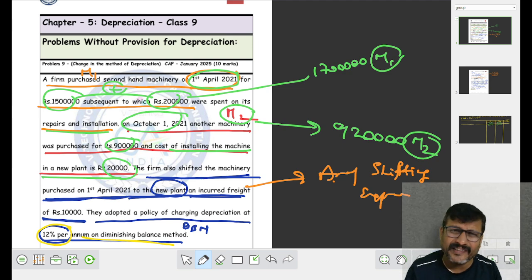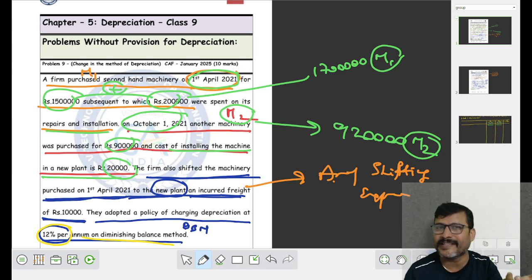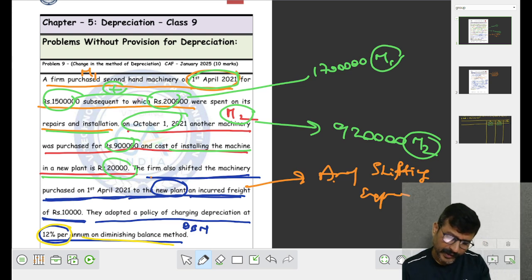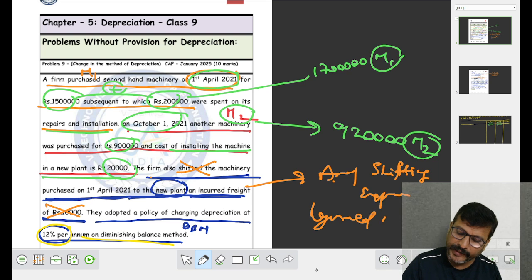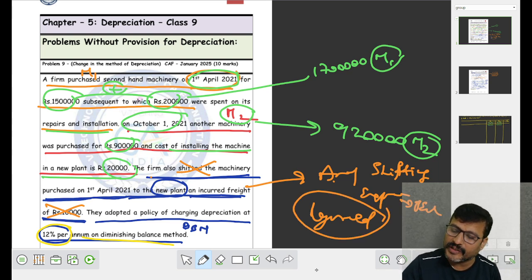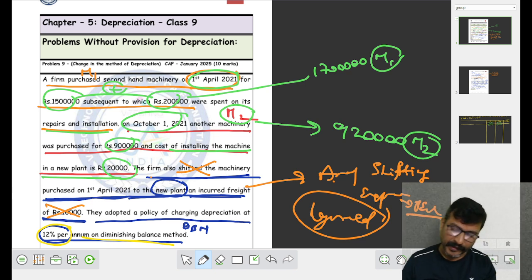Did you purchase anything new? No, just you are shifting. Shifting expenses is a revenue expense. It is no way concerned with increasing or decreasing the value of asset. That's why, my dear student, the shifting expenses is to be ignored. What to do in depreciation? It is to be ignored because it is an indirect expense and it comes in profit and loss account but not in depreciation account. They adopted depreciation 12% diminishing, fine.